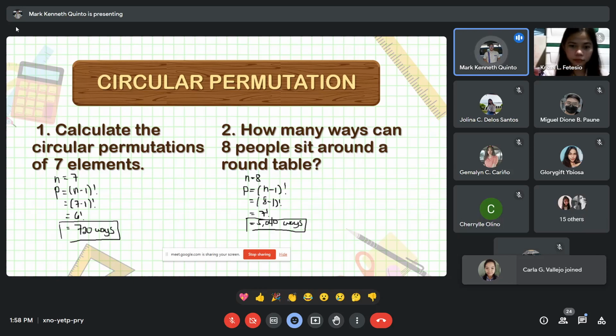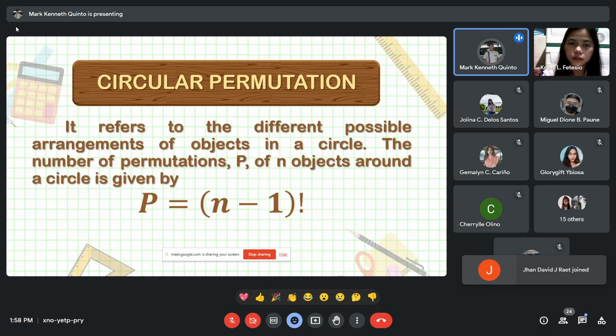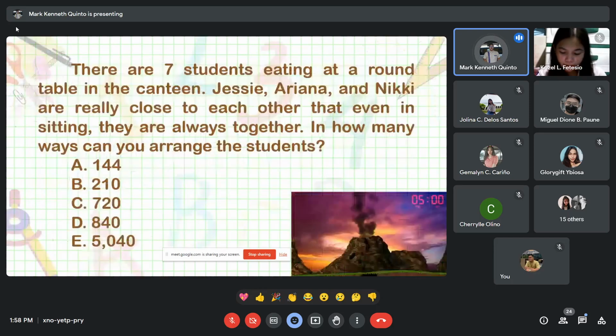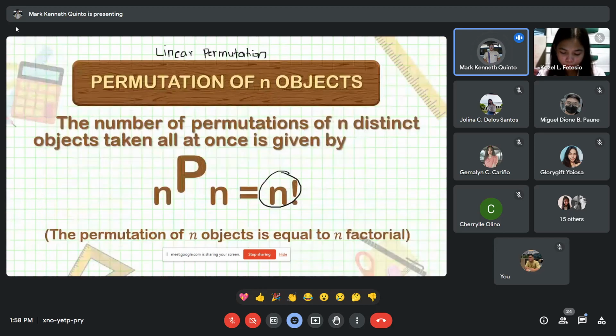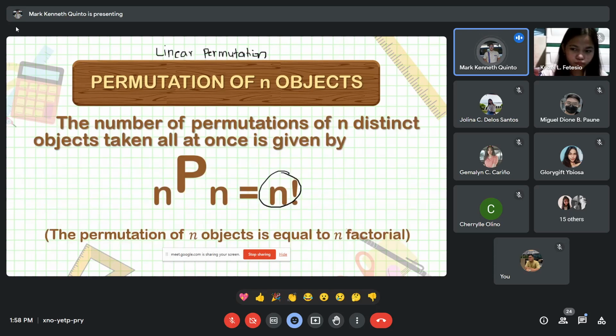So before we proceed to our next example, I want to answer the questions of Miss Ibiosa. So let's go back first to the linear permutation. Paano nga ba natin malalaman if the problem is involving permutation, especially if it is a linear, distinguishable permutation of n objects taken n at a time, as well as a circular permutation? So let's have first the linear permutation.